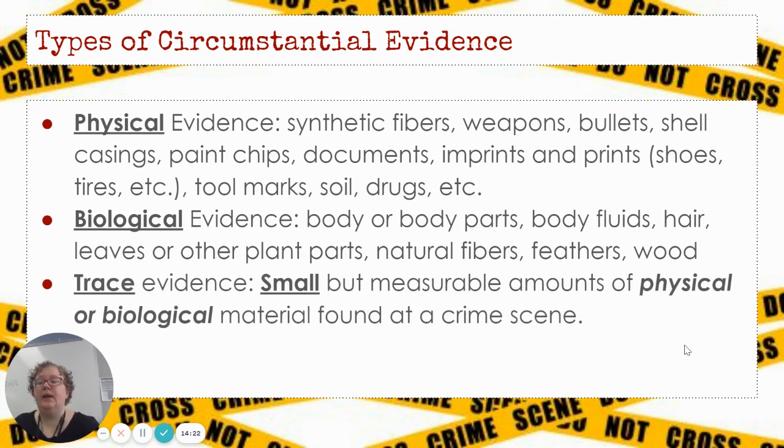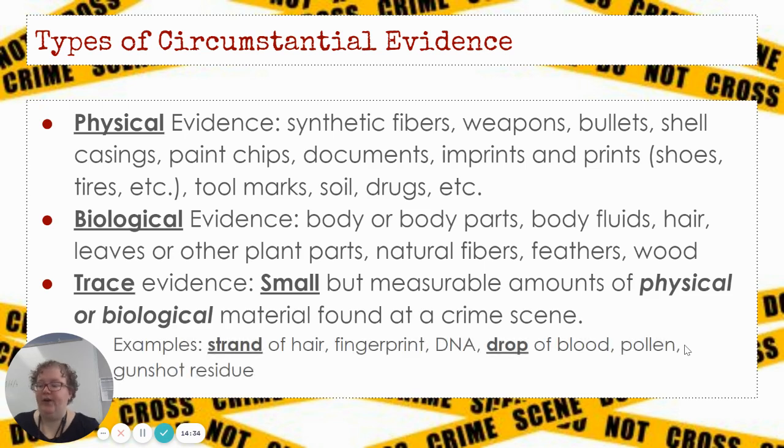And both physical and biological evidence, if it is in very small amounts, we call it trace evidence. That is small but measurable amounts of physical or biological material found at a crime scene. For example, if we find a single strand of hair, or we find a small sample of DNA, a single drop of blood, pollen, gunshot residue. All of that would be considered trace evidence because it's in very small quantities.